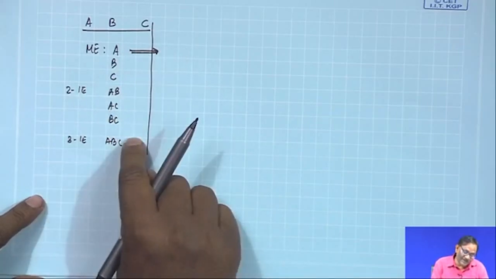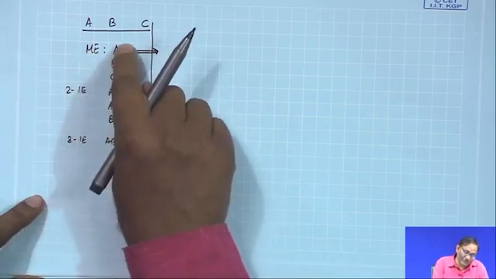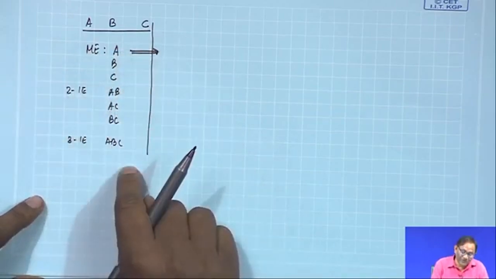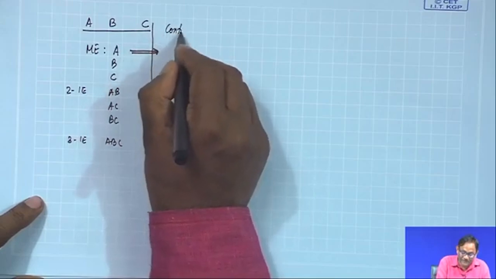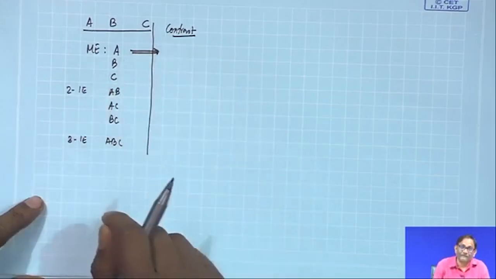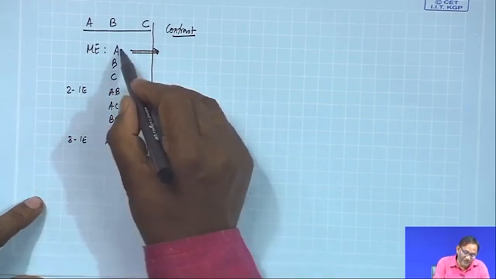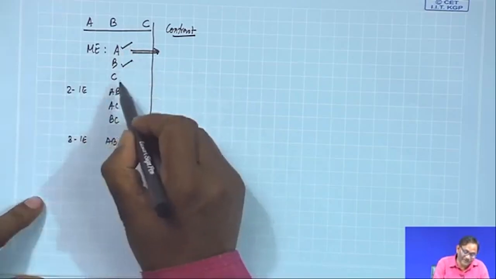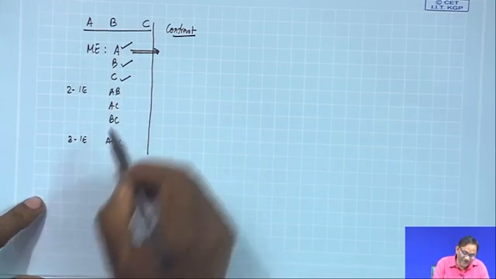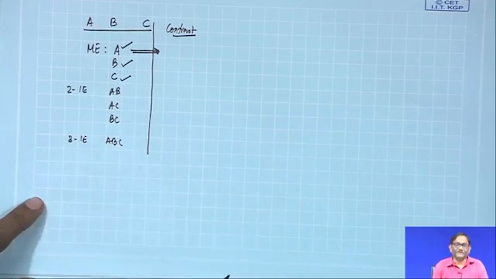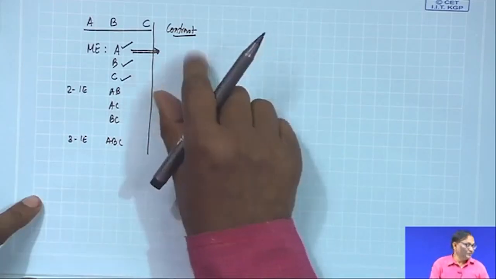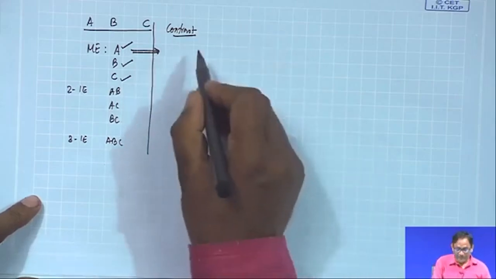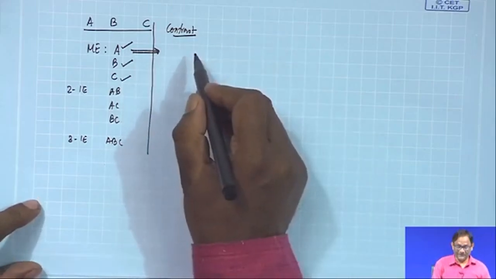as well as the sum of squares contribution of all those effects, we require the concept called contrast. That means we require contrast for A, contrast for B, contrast for C, similarly AB, AC, BC and ABC. In order to get this, we use a table of algebraic signs.